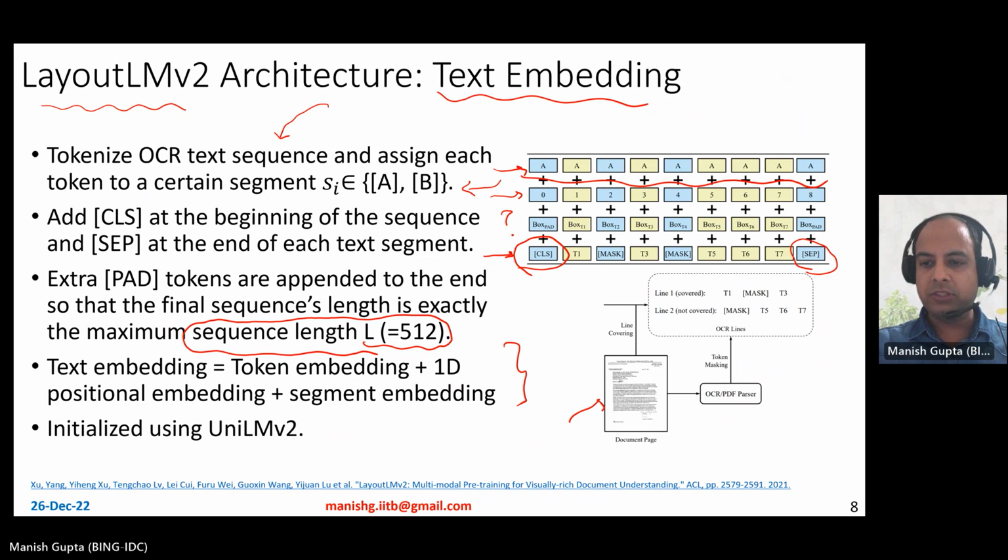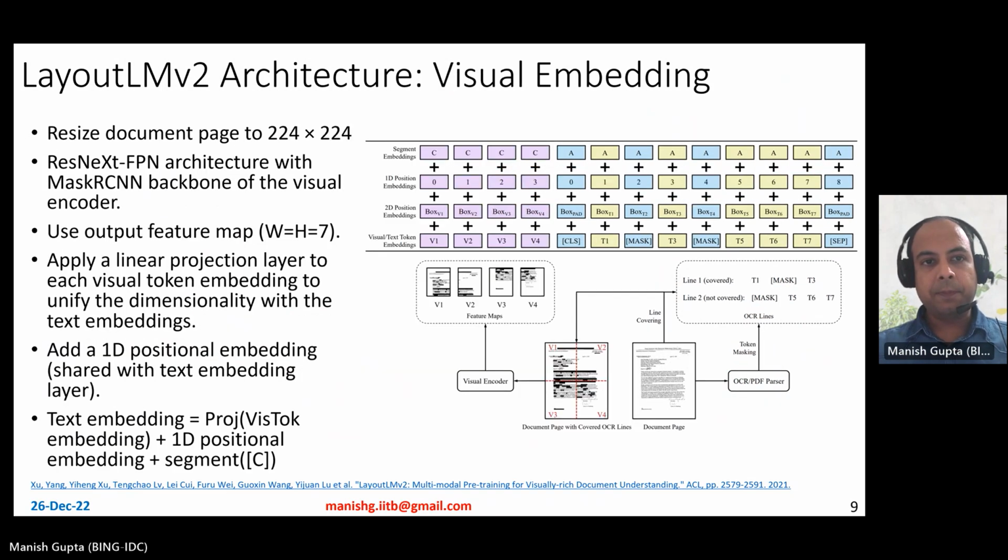So you take a document, do OCR on it, and essentially you take these lines and they give you tokens as well as positions, and you encode them using the text embedding, using the three parts as mentioned here. The text embedding part is initialized using UniLMv2. It follows the same architecture as well as the initial weights, right? UniLMv2.